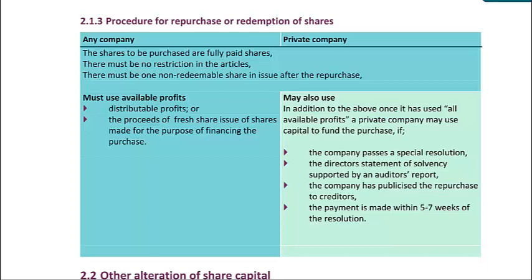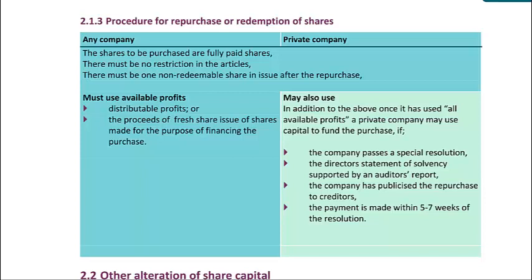Now, this table summarises the key points that a company must consider before it either makes a purchase or a redemption of shares. And you'll see that once again it's divided into two columns. We've got the rules that apply to any company, and also slightly less stringent rules that apply to a private company. So first of all, you can only repurchase fully paid shares, so you might arrange for them to be fully paid up immediately before the purchase or redemption. The articles must allow you to do it, and you have to have a non-redeemable share in issue after you've made this purchase. Now, this is where the difference comes up.